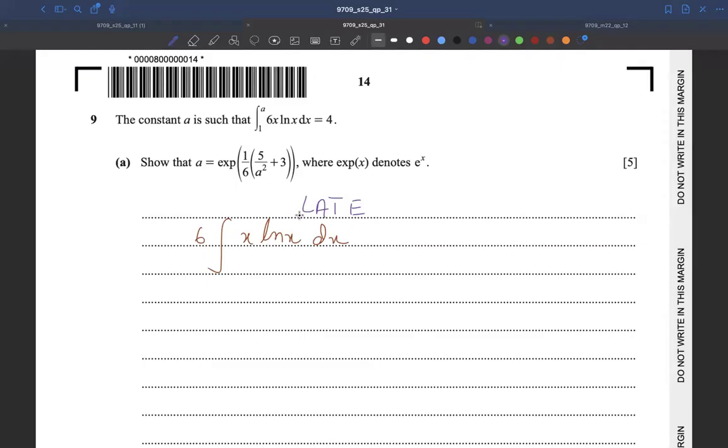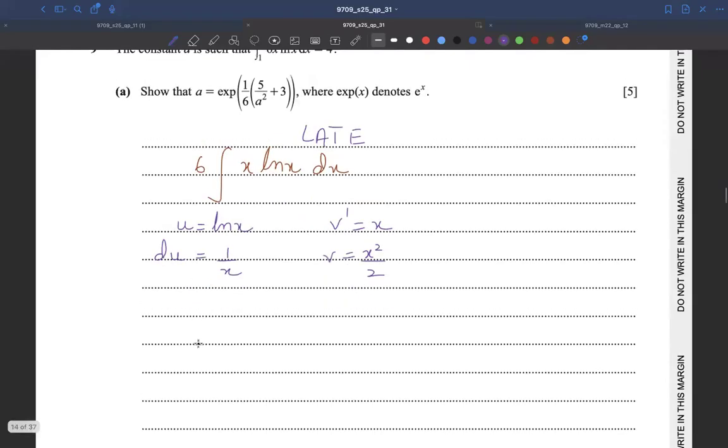So the log function is ln x. So u would be equal to ln of x and du would be equal to 1 upon x. Similarly, v dash would be equal to x. So v would be x squared upon 2.